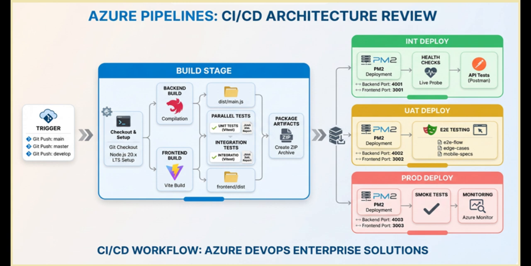The code is automatically deployed to 3 environments: integration, UAT, and prod in sequence. At each stage, the system performs automated health checks and executes the unit, integration, and end-to-end test cases. The entire process is fully automated and audited.